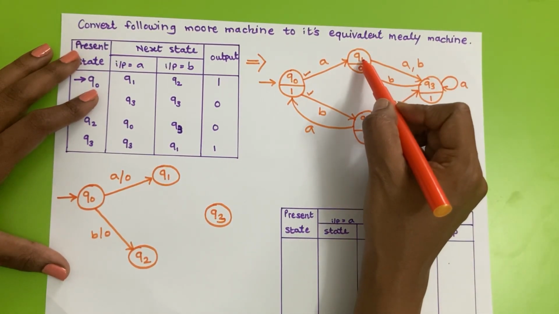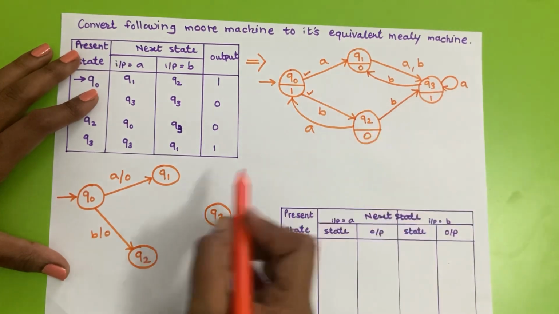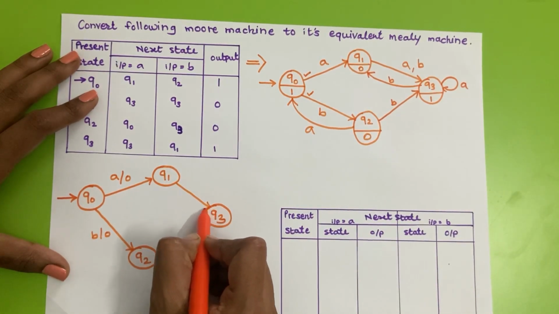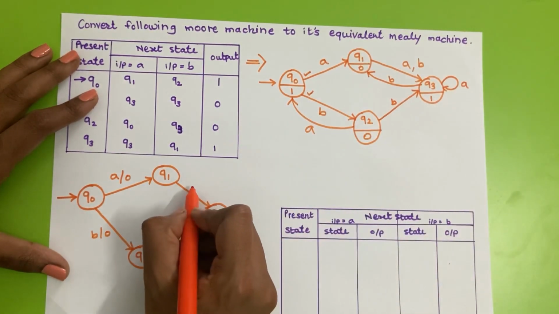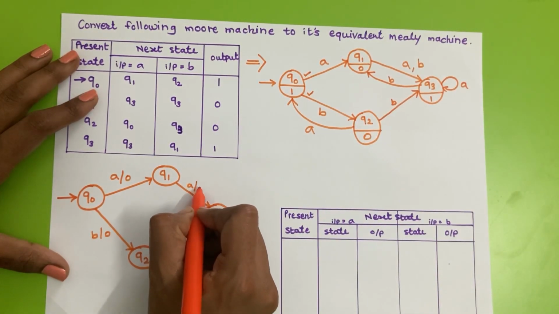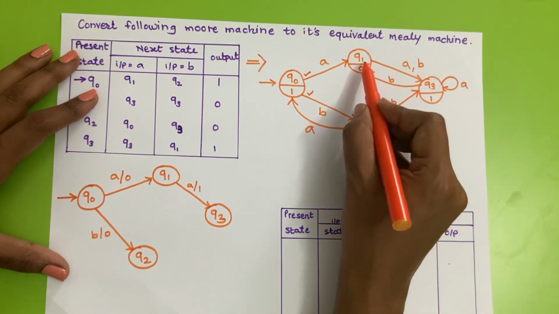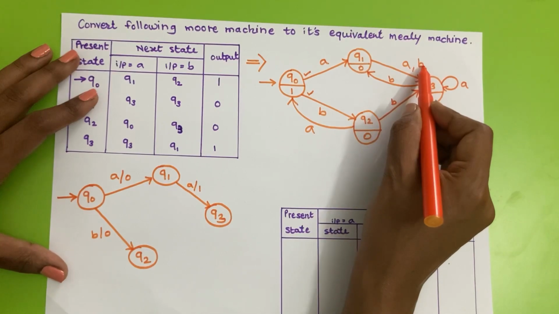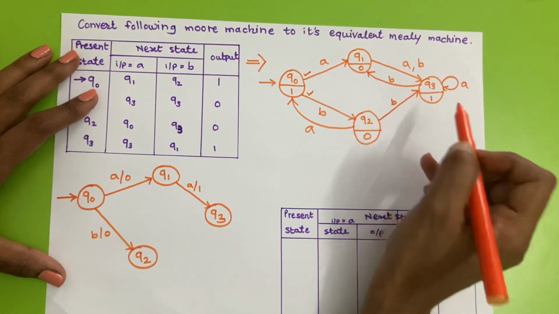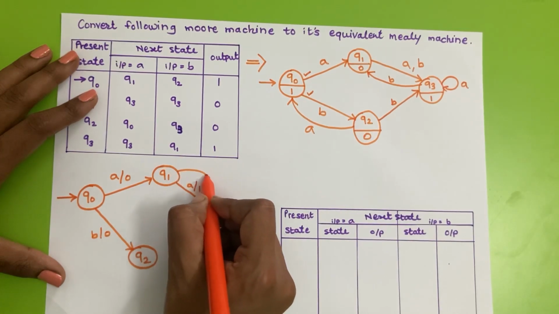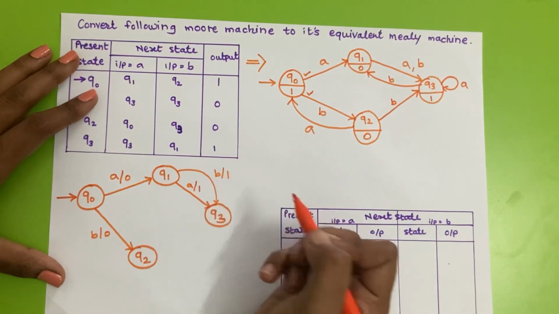Now next, Q1 on A going to state Q3, and A will be replaced by 1. So A will be replaced by 1 from Q1 to Q3. Now next, from Q1 to Q3, the input symbol is again B and B will again be replaced by 1. So we draw here that B will be replaced by 1.